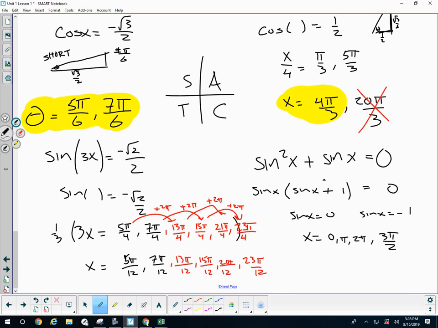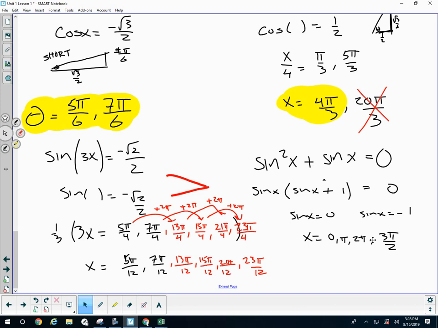Those occur at the pi over 6's, the 30 degrees. I need the pi over 6. When cosine is negative, though, so I need this pi over 6 and this pi over 6. 6 pi over 6 minus a pi over 6, plus a pi over 6 gets you that. Next one.